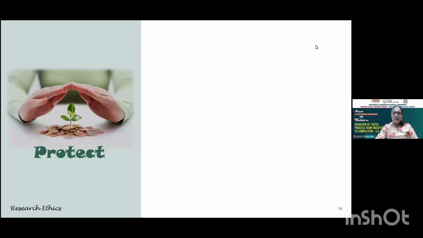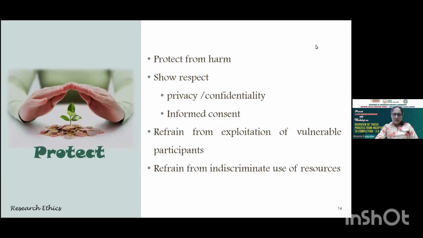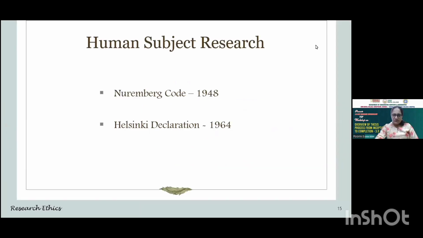So when we say protect, what do we protect? The participants or anybody who's involved in the research from harm. We need to show respect to their privacy or confidentiality, and we need to get an informed consent from the patient, from the participants. We should always refrain from exploitation of vulnerable participants and refrain from indiscriminate use of resources.